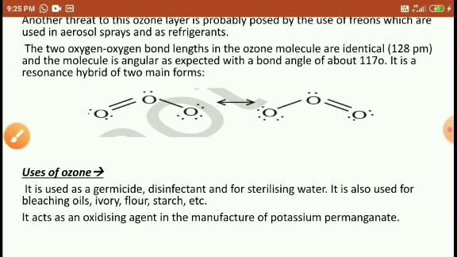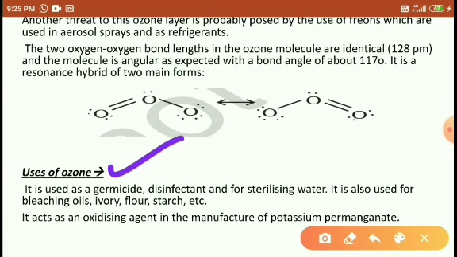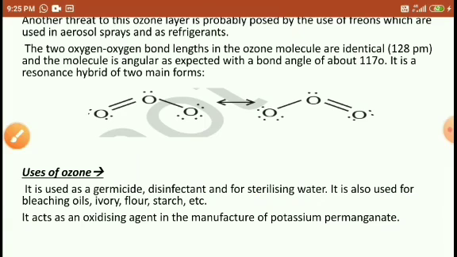So ozone, right friends? Ozone is used as a germicide, a disinfectant, for sterilizing water, purification of water, and the bleaching of oil. For all those purposes ozone is used. Right friends?